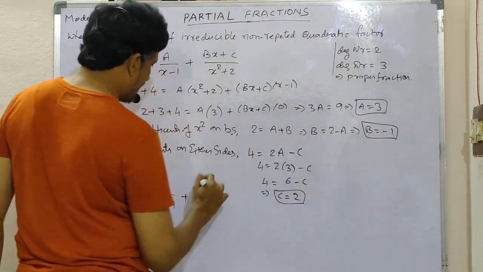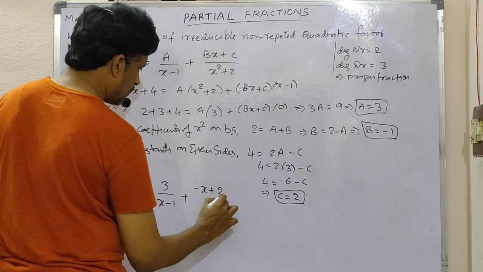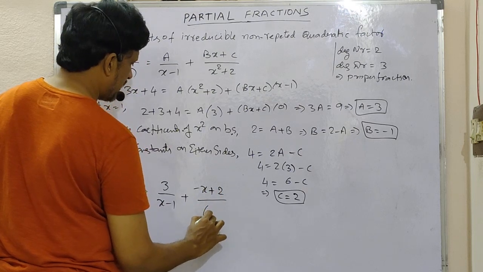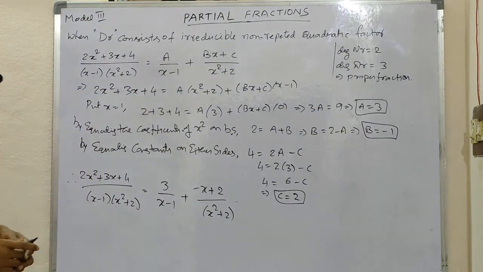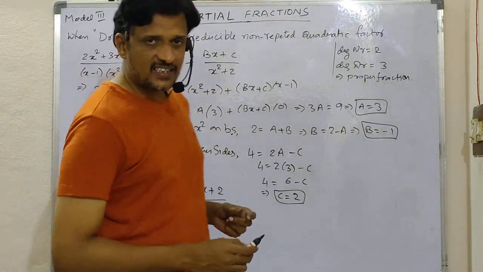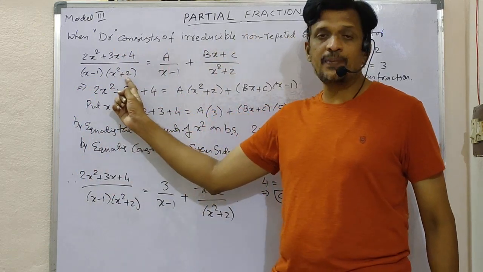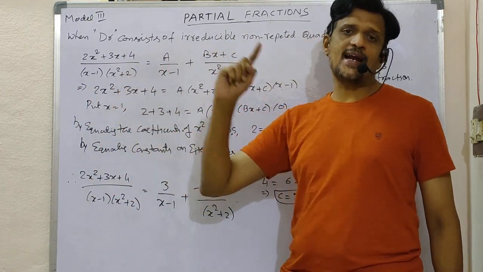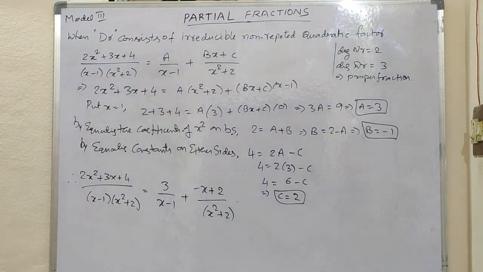B, that is minus 1 into x minus x plus c, that is 2 by x square plus 2. In this way, you can write the fraction as the sum of the partial fractions when the denominator consists of a non-repeated irreducible quadratic factor. That is the third model. Just observe the solution.